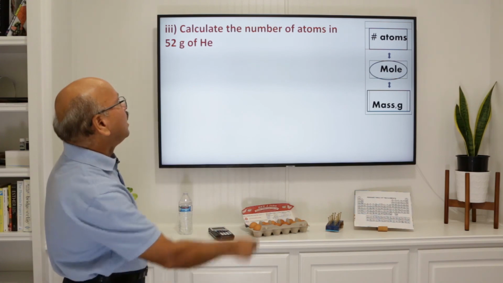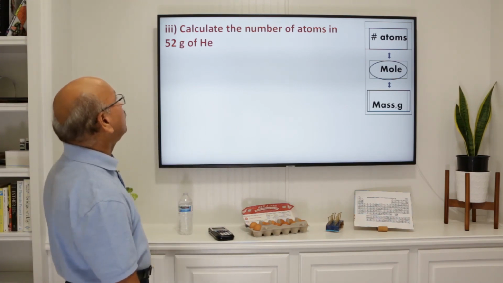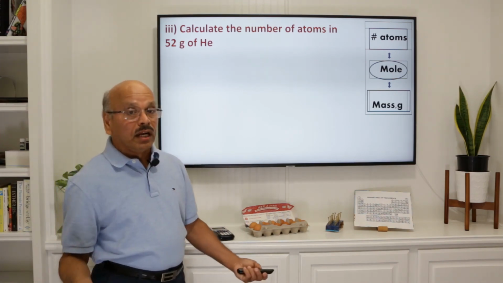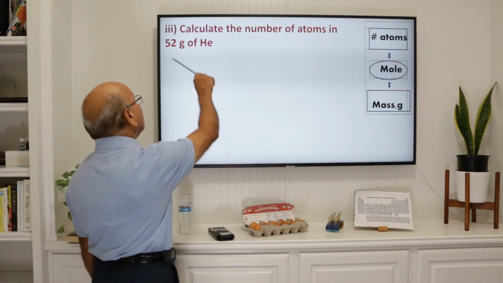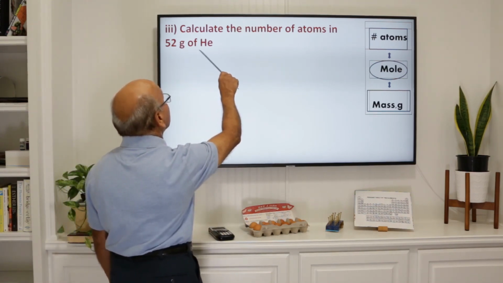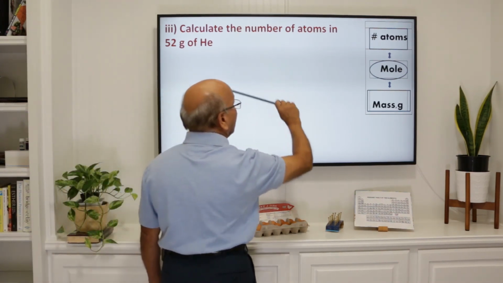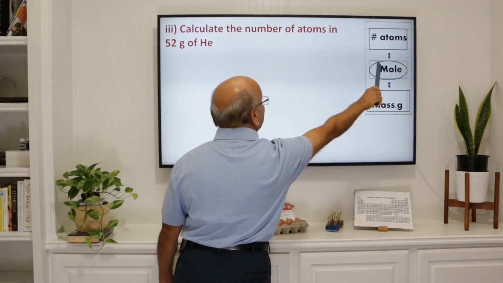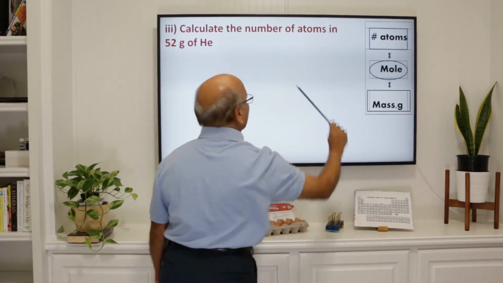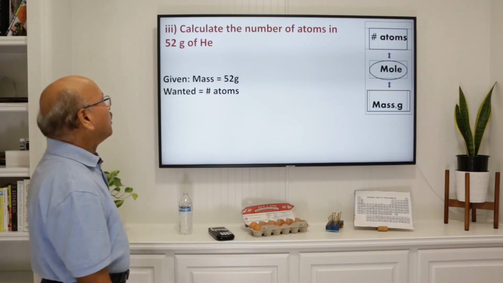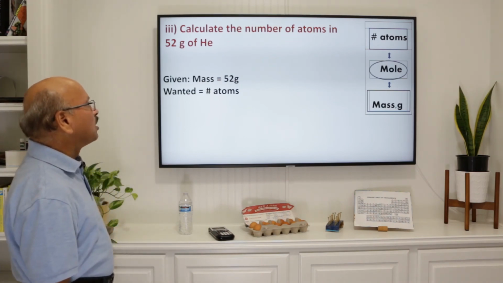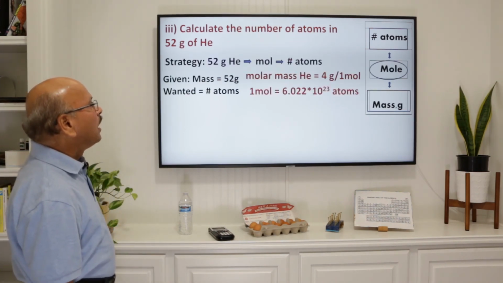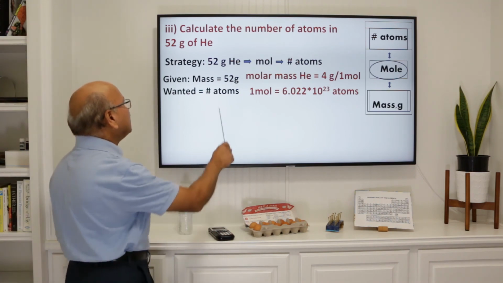Third question is this. Calculate the number of atoms in 52 grams of helium. We already did this. You remember that? We are given the mass, and we have to calculate what? The number of atoms. You have to go from the mass to the mole to the number of atoms. So, given the mass, wanted the number of atoms, and our path is what?